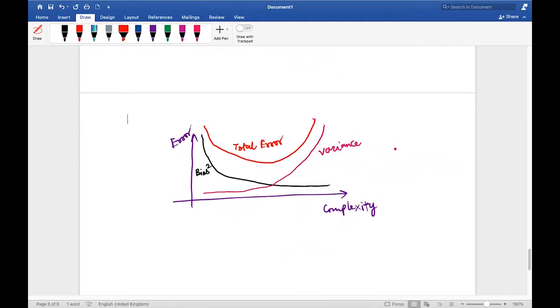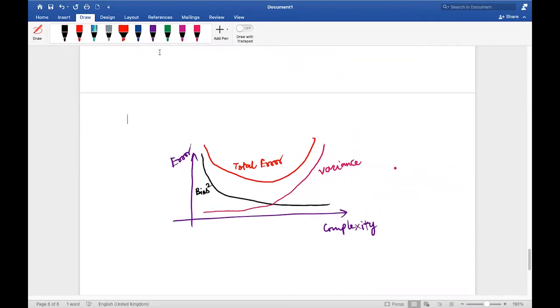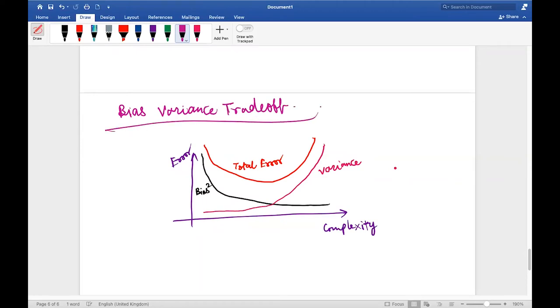So currently what we are talking about is the bias-variance trade-off. Okay, understood?